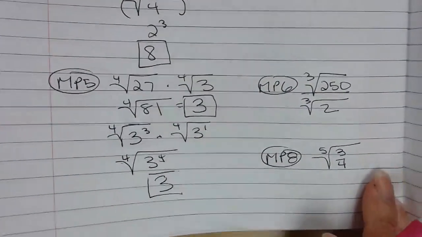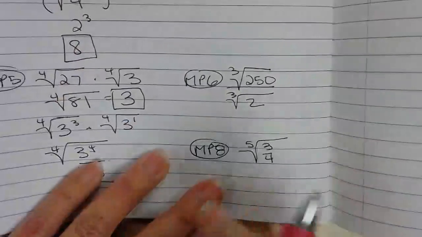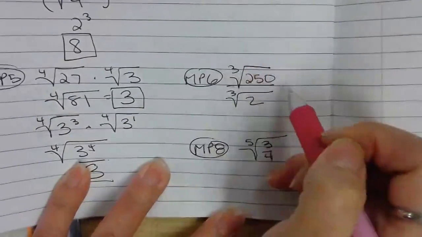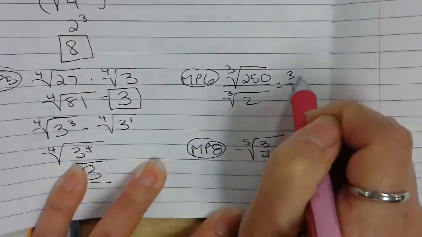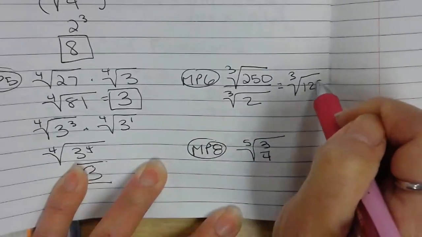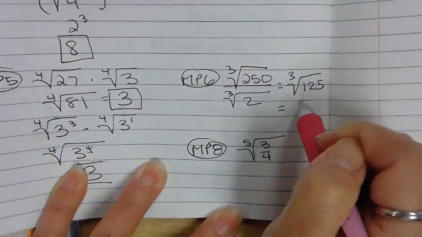Okay, let's look at Monitoring Progress 6. It has the same roots, so then I could divide this. So this is really the cube root of 125. And what's the cube root of 125? 5. Good job.